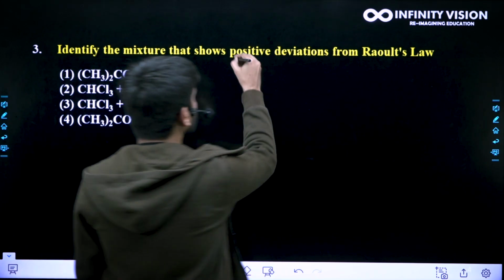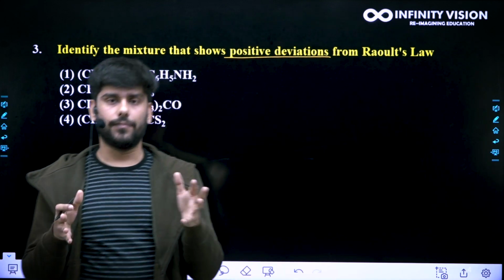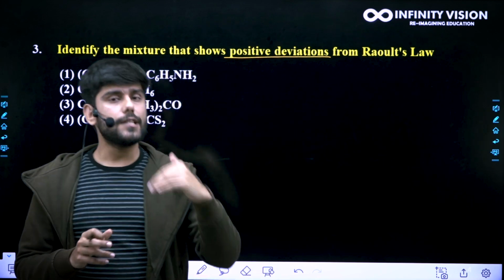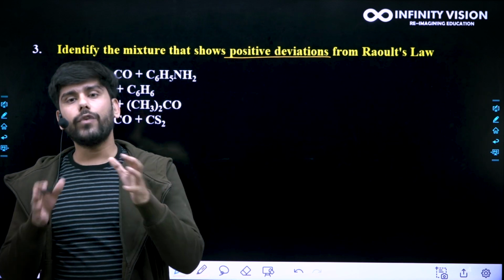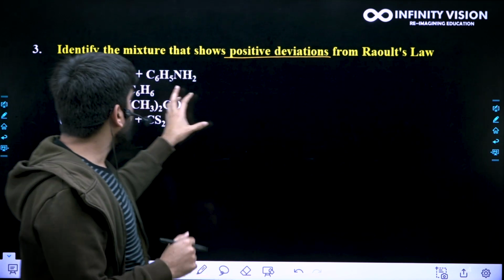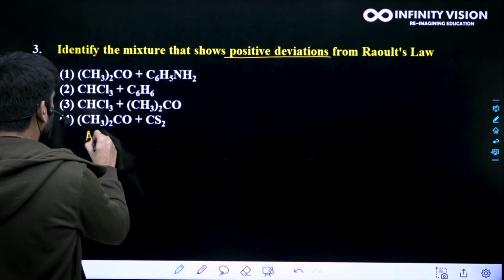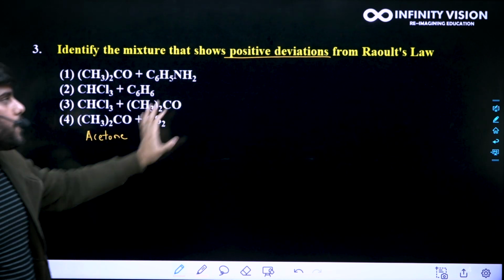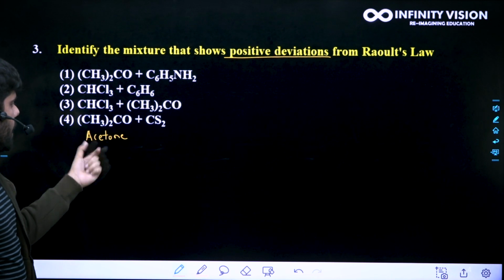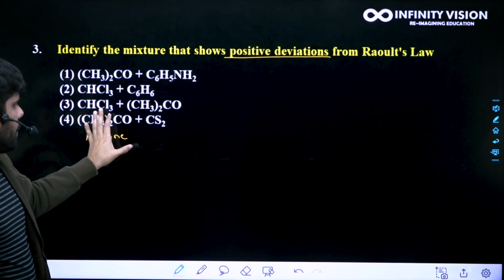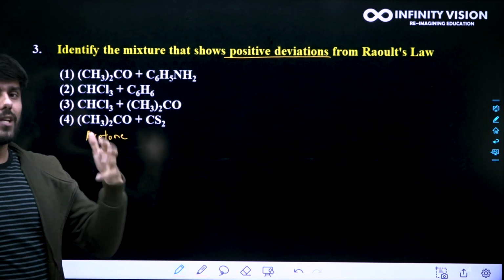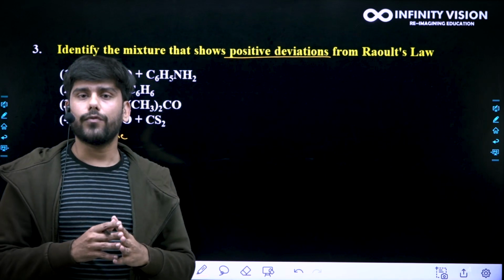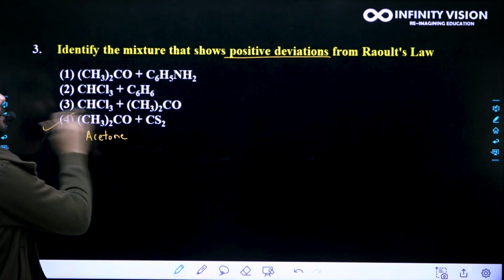Now, positive deviation means that the resulting vapor pressure between the solute and the solvent particles is higher than expected. Why? Because of the weak intermolecular forces of attraction, right? So if we see the 4th option, acetone and carbon disulfide, this mixture shows positive deviation from Raoult's law. Why? Because there are dipole-dipole interactions among the acetone molecules and CS2 just breaks those interactions, resulting in the weakening of the intermolecular forces of attraction. Hence, this mixture shows positive deviation.